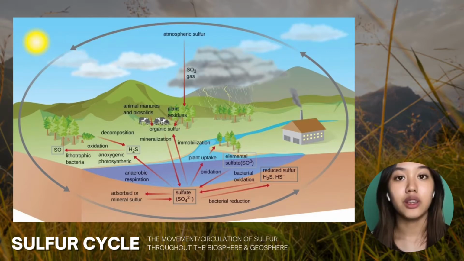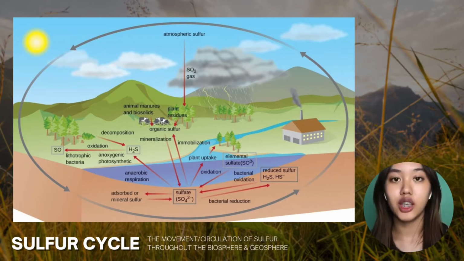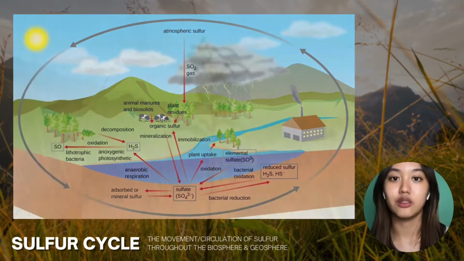Then it will combine with oxygen, allowing it to become sulfate. Plants and bacteria absorb sulfate, and once animals eat plants, the sulfur will move up the food chain and then it will be released once the organisms decompose. While many bacteria can slightly reduce sulfur, other specialized bacteria can fully depend on sulfur for respiration.